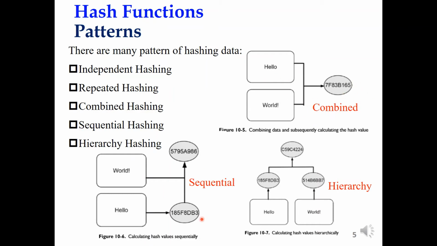Or the sequential hash: we can compute the hash of hello, then combine this hash with the word world, and then calculate the hash of the final result. Or hierarchy: we calculate the hash of hello and world independently, and then we combine these two hashes and calculate the hash of this combined hash. Okay.